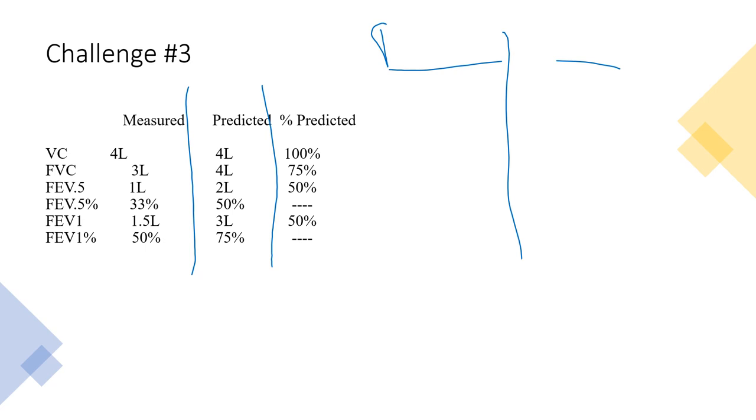Restrictive to volumes. Obstructive to flow. However you want to look at it. All right, so far my slow vital capacity is normal. My forced vital capacity, 75%. Let's come back to that one. I'm going to go down to my FEV1%. My FEV1% normal should be 70% or above. This person only got 50%. So that shows me that this is decreased. I have a decreased flow rate.